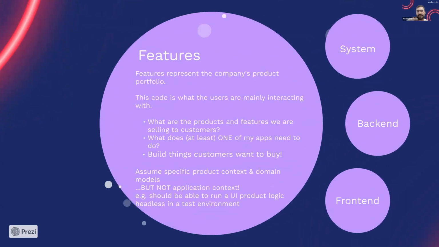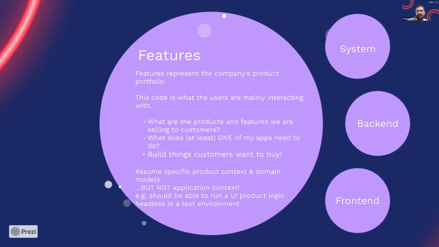Features basically represent the company's product portfolio. It's basically the code that the majority of the users are interacting with directly. When you decide to design new features, you're thinking about what are the products and features we're selling to customers. So let's say we're selling them specifically a Shopify integration, an abandoned cart integration, or a ticketing system, like a specific ticketing system with an integration, let's say to Zendesk or something like that.